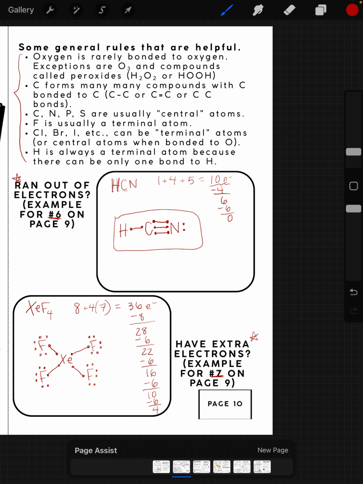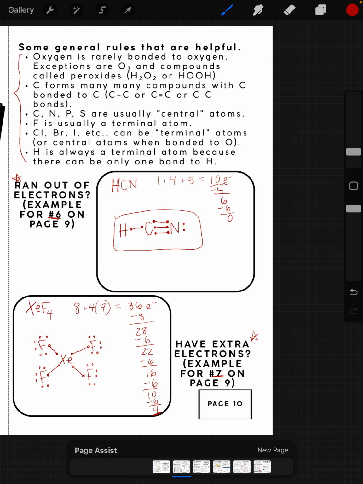Okay, look at my fluorines. Are all my fluorines chilling? Are they pretty stable? Yeah, they got a full octet. Every single one of them has access to 8 electrons. So now I need to go look at xenon. Does xenon have his full octet? Yeah, he does. He has 8 electrons that he has access to. So are we done? No, we still have 4 electrons we have to deal with. We need to be responsible accountants here, okay?